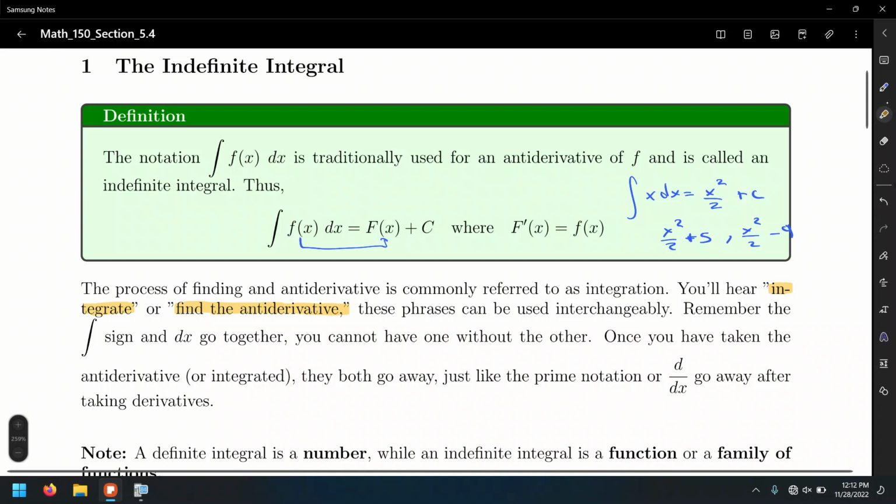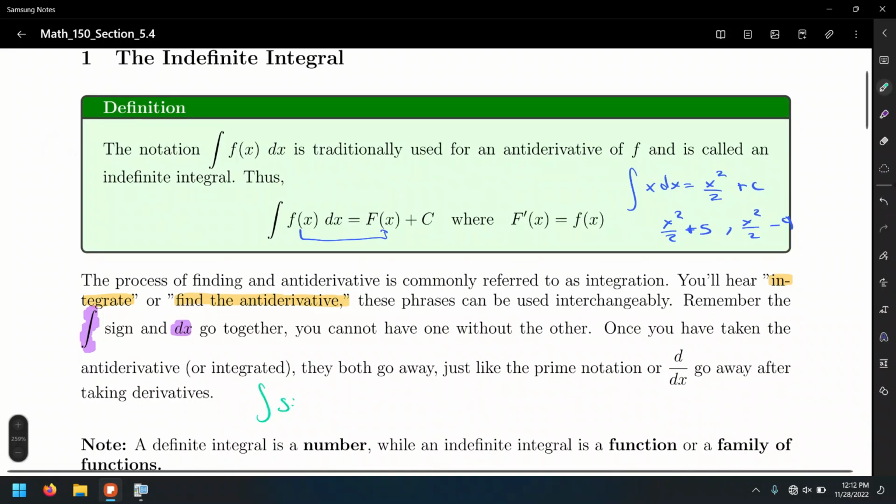And another thing here, and this is very important: the integral sign always goes with the dx. For example, the integral of sine x, the integral of square root of x, the integral of e to the x plus 1. This is meaningless if we don't write down the dx. It's important to write down these dx's. That's part of the criteria for grading in any quiz or exam.